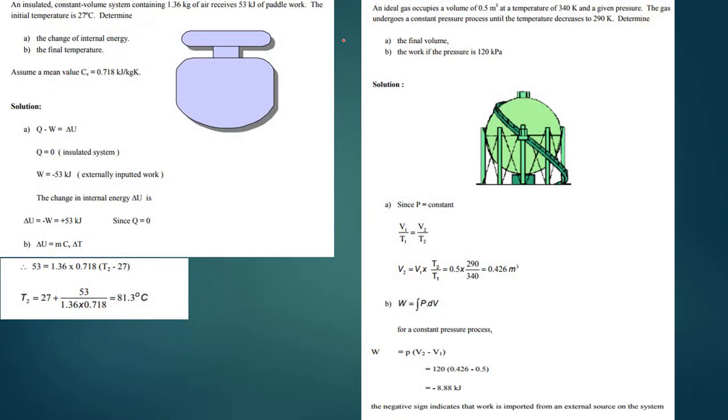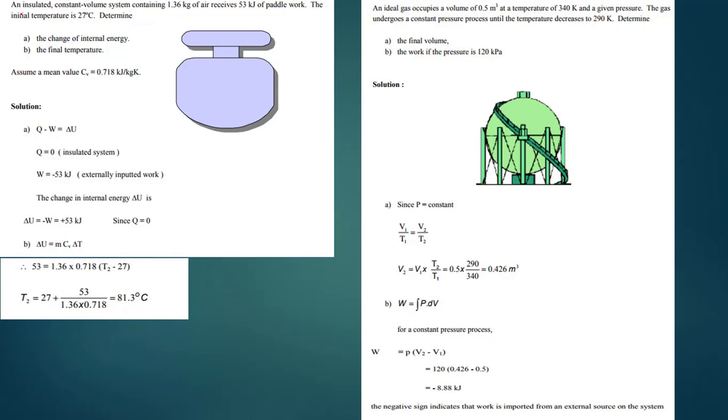So let us, kama bado tunakumbuka ile first law inatuambia nini, hebu tujaribu kufanya hapa. An insulated constant volume system, kwa tunajua kabisa huyu ni isochoric, containing 1.36 kg of air receives 53 kilojoules of paddle work. The initial temperature is 27. Determine A, change in internal energy, na B, final temperature.